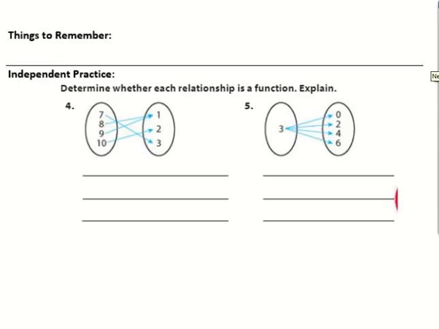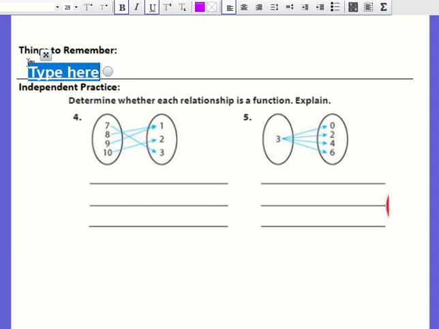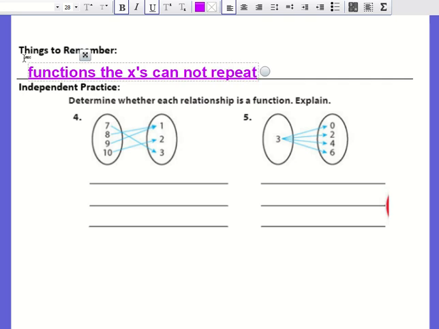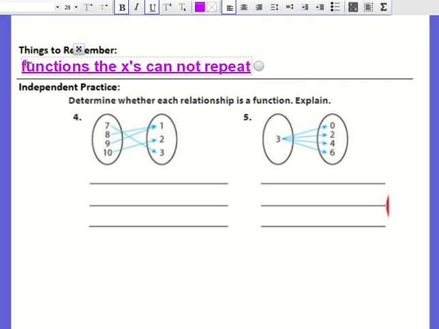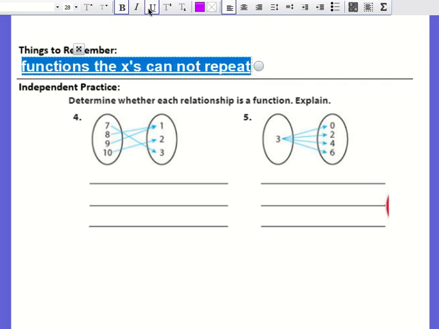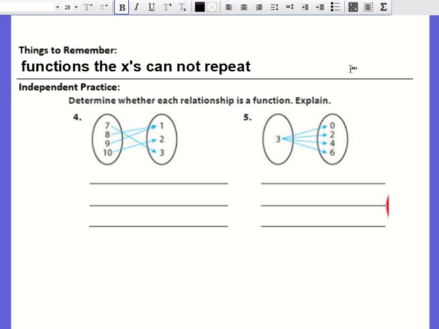So the main thing I want you to remember, the screen's going to change a little bit, is that for functions, the x's cannot repeat. Okay, so that's the main thing. For functions, the x's cannot repeat. Okay, that's what we're looking for.